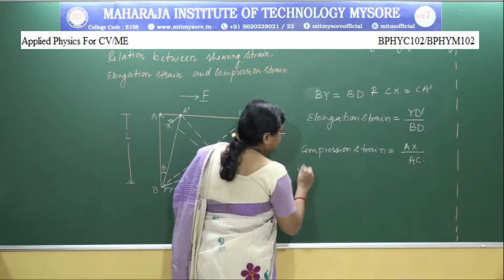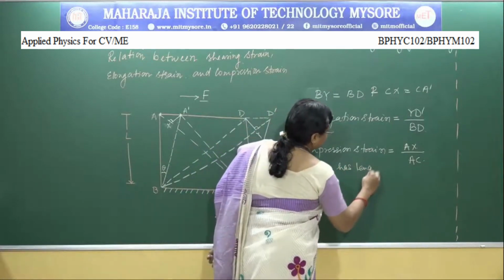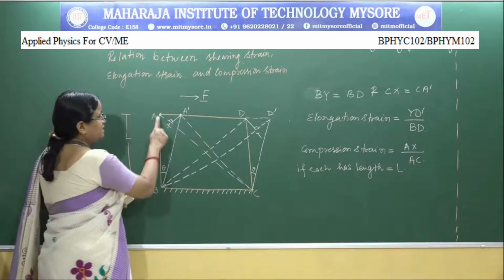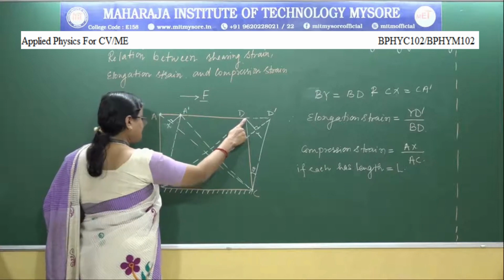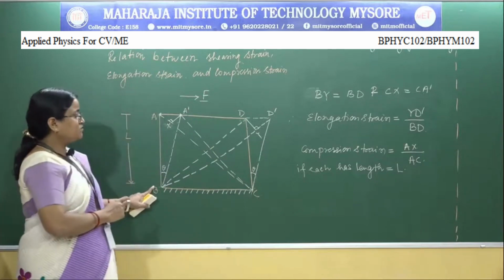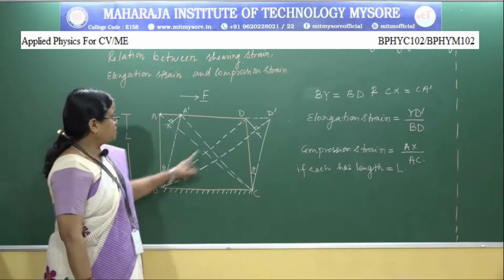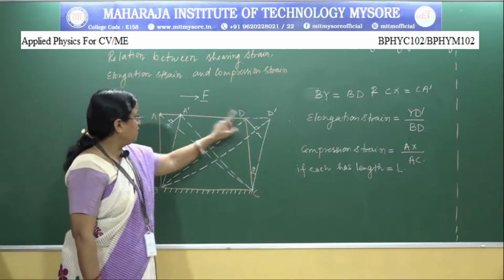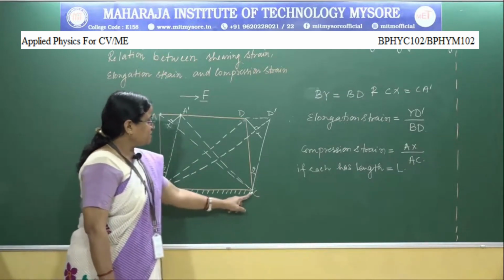So if each side has length, which I have already said is equal to L, then in triangle ABD or in triangle DBC, if we apply the Pythagoras theorem, then we can find it out. The length of the diagonal BD square will be equal to AB square plus AD square, or AC square will be equal to AB square plus BC square.